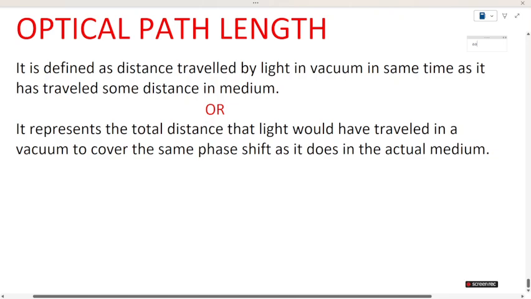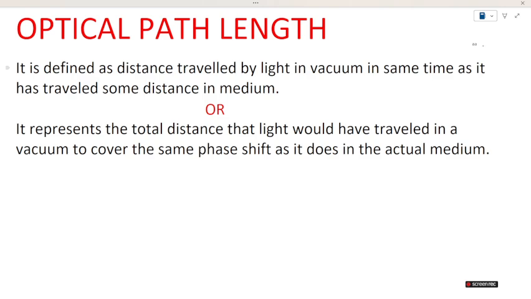Hi, all of you. So today we will study optical path length. First of all, we will define this optical path length in two ways. Then we will derive a formula that will be very useful to solve the numericals. So let us define this optical path length.